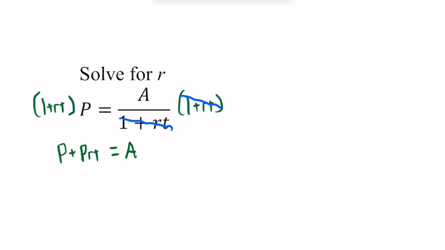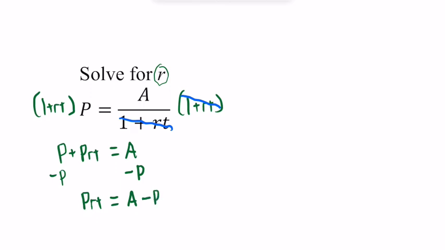Since the directions are asking us to solve for lowercase r, we need to get all the terms that don't have a lowercase r on the other side. So we subtract P from both sides, leaving us with PRT equals A minus P.